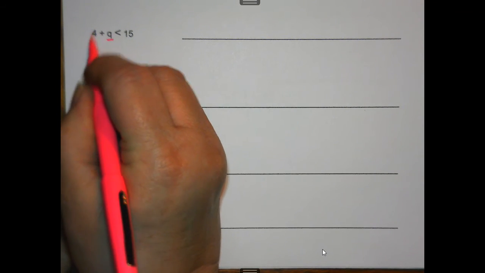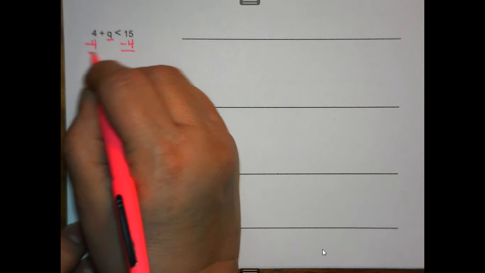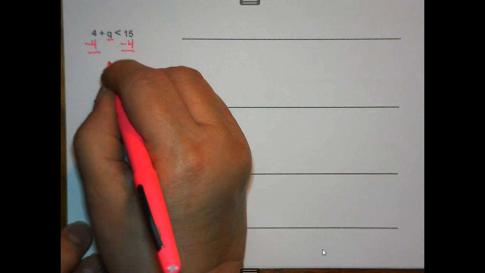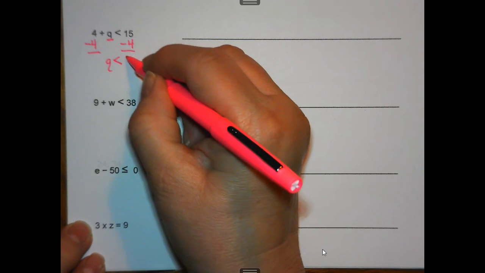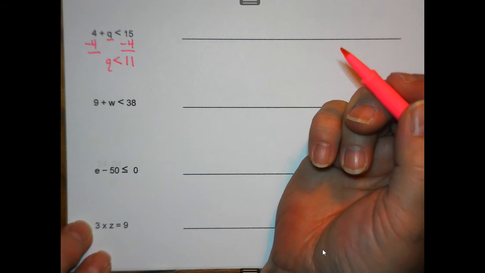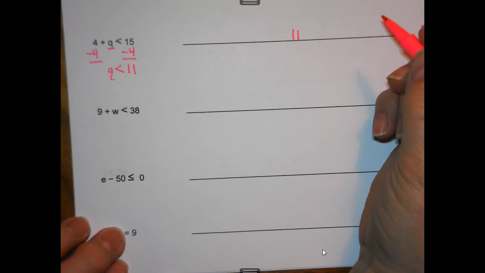And so this is 4. If I subtract 4 from this side, I'm going to subtract 4 from this side. And when I do that, I end up with Q is less than 11. Now, to simplify this, we could just make a number 11 someplace on this line.